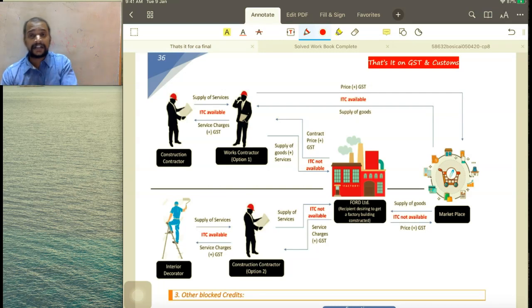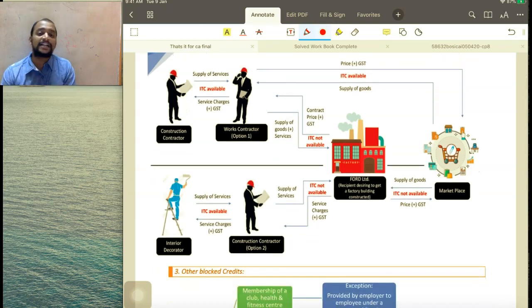That works contractor receives construction services. Can the GST paid be taken as ITC? Yes. Now this company purchased material for construction. Can they take ITC? No. If they receive construction services, they cannot take ITC. If the construction contractor receives interior decoration services, can the ITC be taken? Yes. So this illustration, if you go through, you will understand whatever I have discussed.